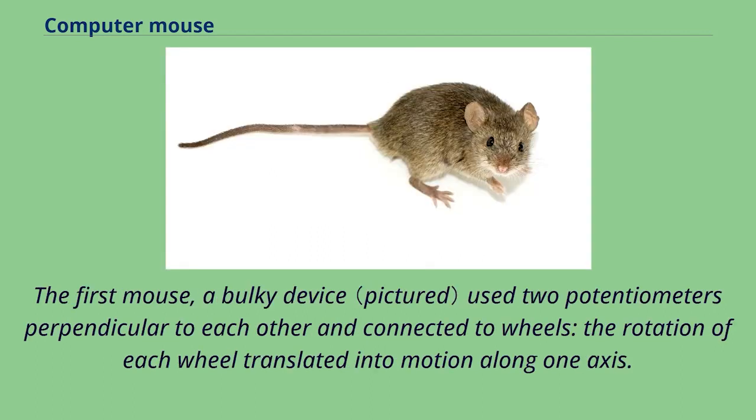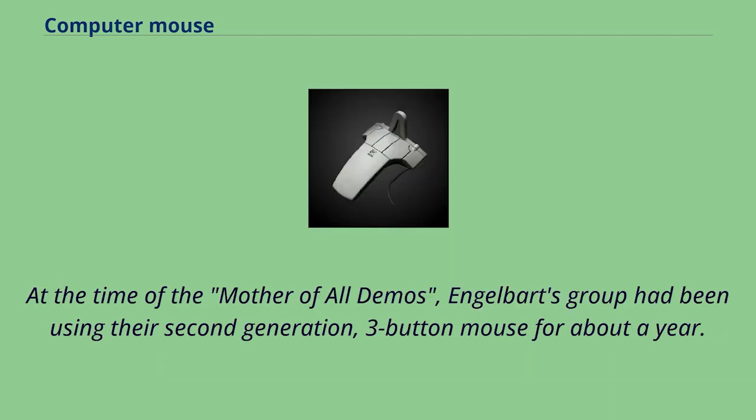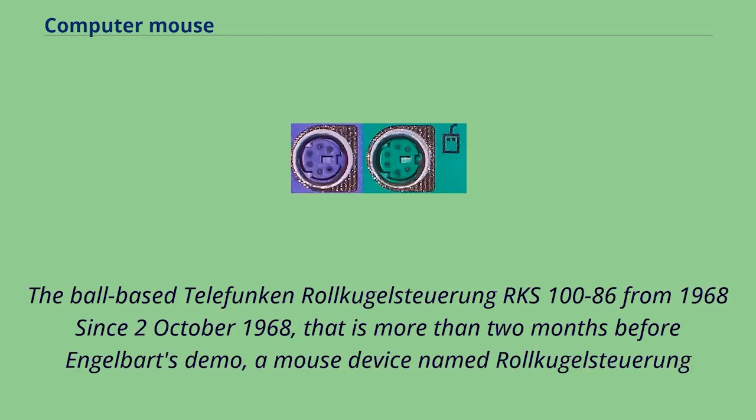The first mouse, a bulky device, used two potentiometers perpendicular to each other and connected to wheels. The rotation of each wheel translated into motion along one axis. At the time of the mother of all demos, Engelbart's group had been using their second-generation, 3-button mouse for about a year. The ball-based Telefunken Rollkugelsteuerung RKS 100-86 from 1968.